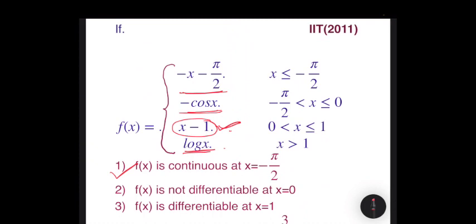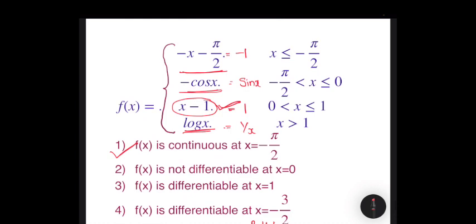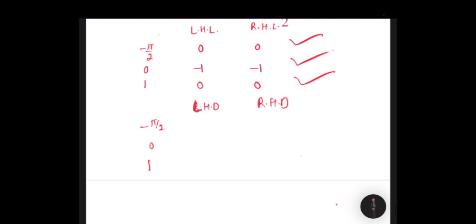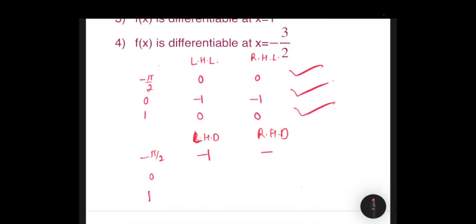First we differentiate the function. The derivative of minus x minus pi by 2 is minus 1. The derivative of minus cos x is sin x. The derivative of x minus 1 is 1. And the derivative of log x is 1 by x. When x tends to minus pi by 2, the function in the LHD is minus 1, so the value is minus 1. In the case of RHD, take the function sin x. The value of sin of minus pi by 2 is minus 1.